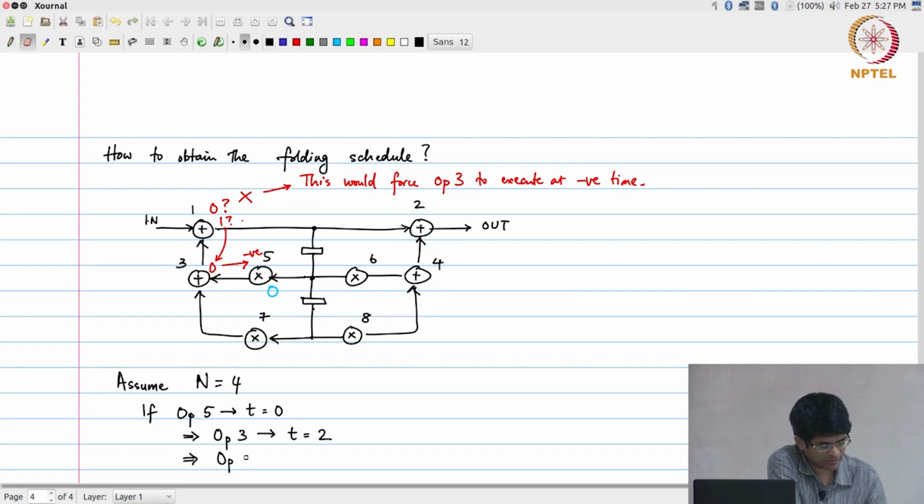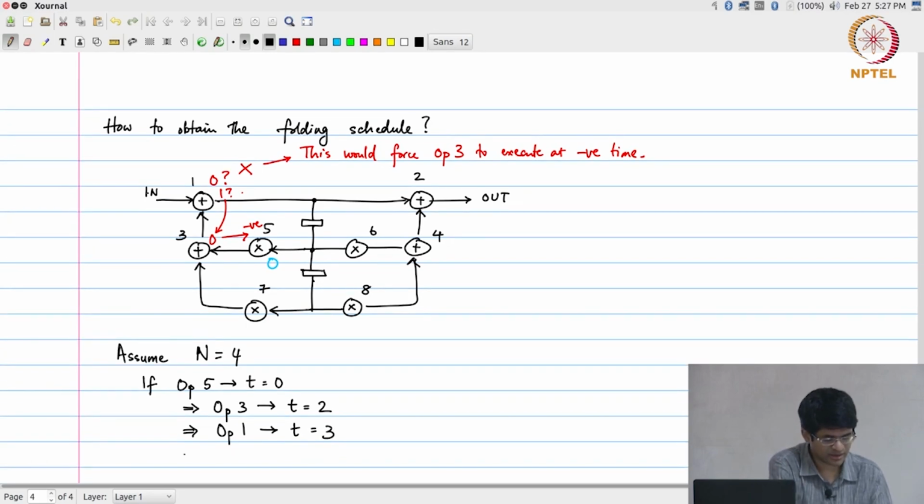Operation 1 therefore can execute at time 3, which in turn means operation 2 at time 4, and this is a problem. This is not possible if n is equal to 4.